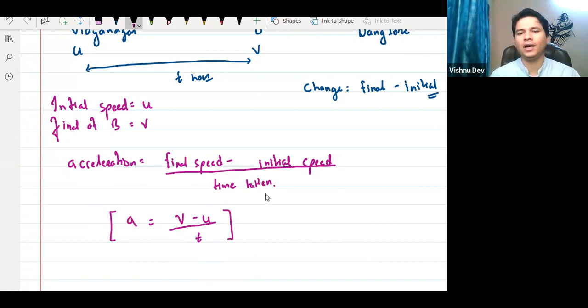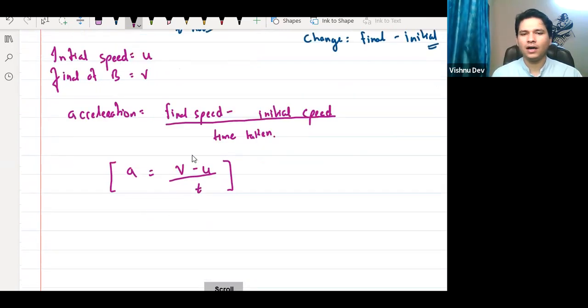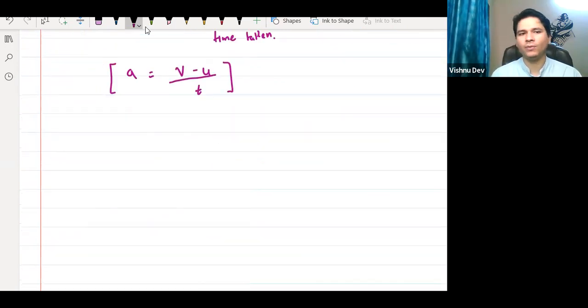Anyone have any doubt in acceleration? Raise your hand. Yes, V minus U by T. So how many parameters, how many variables do we have here? Tell me how many. 4. Very good, Ananya. 4, right?